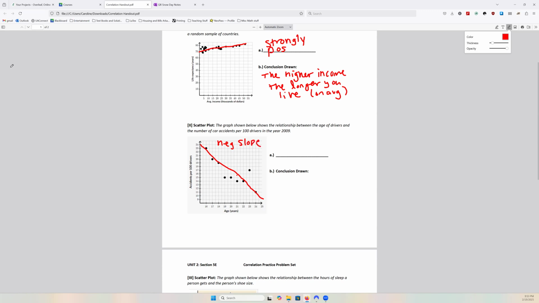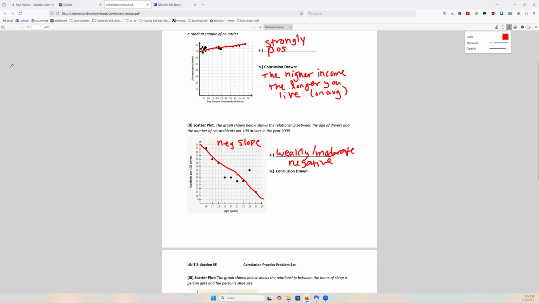And I think this one has more data points that are more spread. I know the last one had a few bad points, but then everything else was really tight. This one's a little bit more widespread, so I would probably say weakly or moderate and negative. So as you get older, into your 25s, the fewer accidents you get. I'm not going to write it, I'm just going to say it.